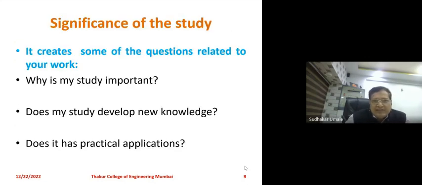I want to explain again some questions to you before writing the significance of your study in the thesis. It creates some questions related to your work. Why is my study important? Does my study develop new knowledge? Does it have practical applications? These 3 questions are very important for completing the significance section of the project writing.